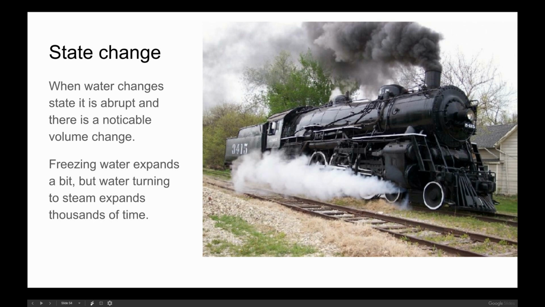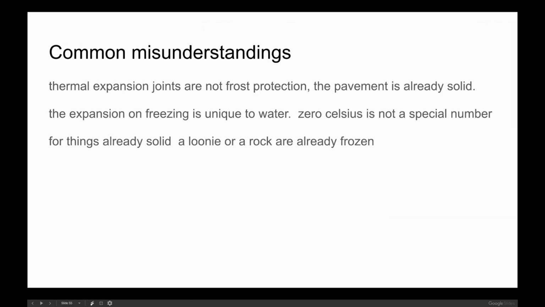Now, the other end, when water changes state to a gas, it is abrupt, and there is a noticeable volume change, 2,000 to 3,000 times greater when it turns to steam, and of course, there's an obvious use for the expansion of steam. The most common misunderstanding is those thermal expansion joints, which I will test you on, are not frost protection. The pavement is already solid.